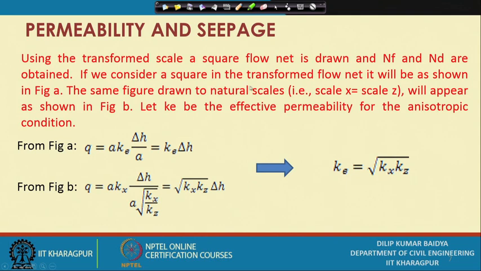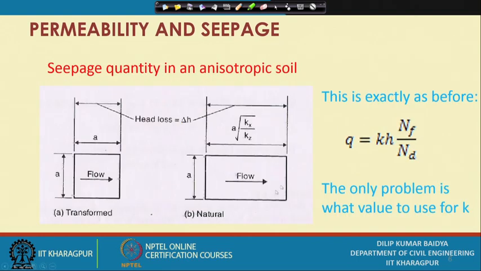If we consider a square in the transformed flow net, it will be as shown in figure A, which I have shown already. The same figure drawn to natural scale, that is x and z, will look like figure B. That means if you draw it to natural scale it looks like this, and when transformed it looks like this.